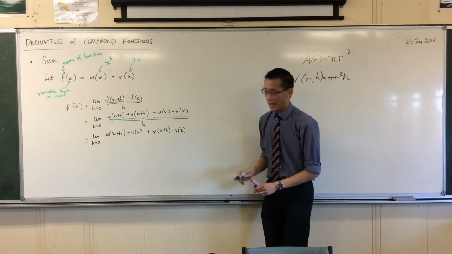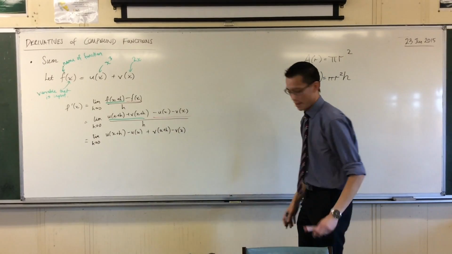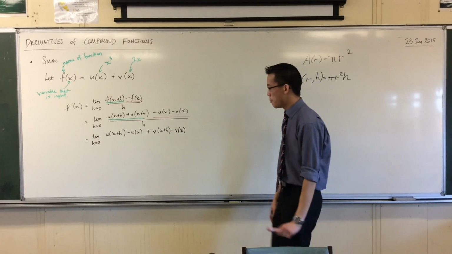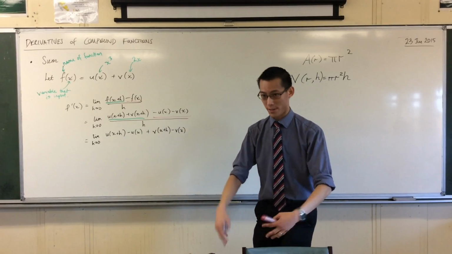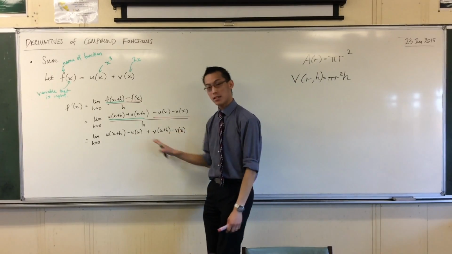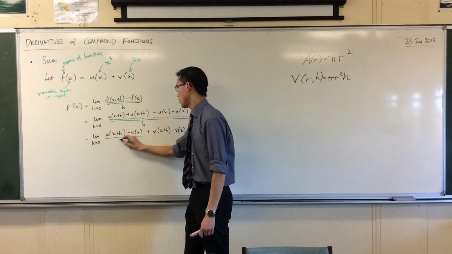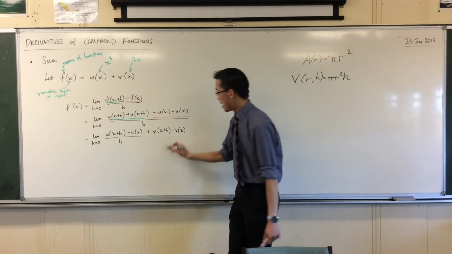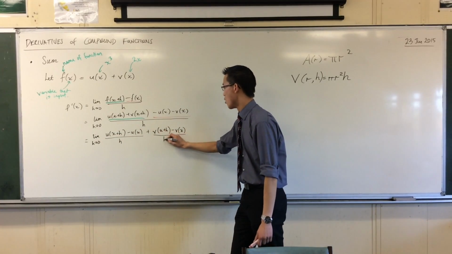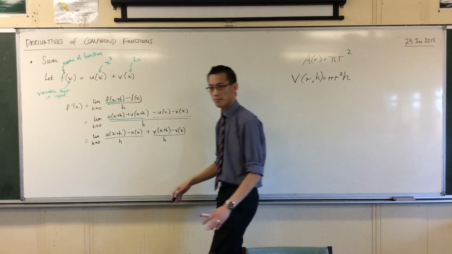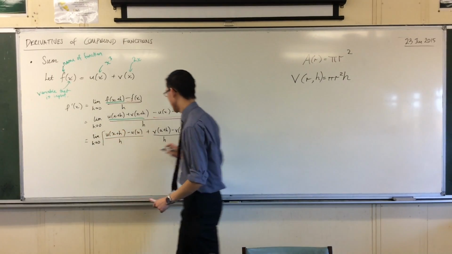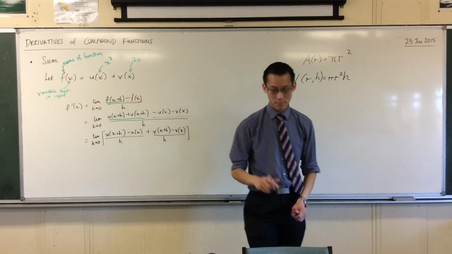Now, I could stop there and put it all over h, but just to make it even more obvious what's happening, I'm going to write these as two separate fractions. They both have the same denominator, so I'm going to make this one over h, and I'm going to make this one over h. You okay with that? Yep. You have to add the limit as h approaches 0. Okay, I will in a second.